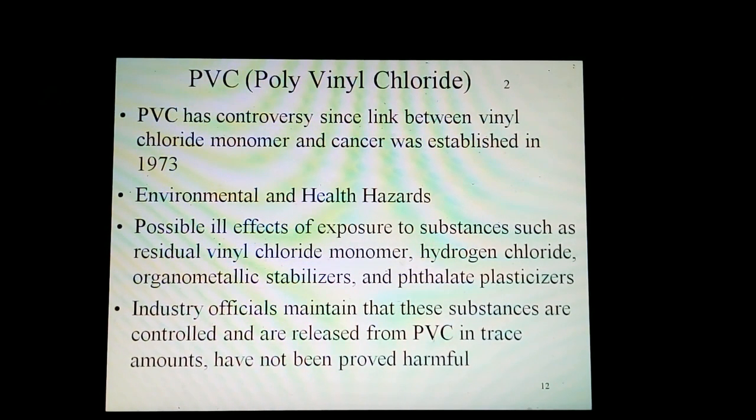PVC has been an occasional object of controversy since a link between vinyl chloride monomer and cancer was established in 1973. Environmentalists and health advocates raised concerns over the possible ill effects of exposure to substances such as residual vinyl chloride monomer, hydrogen chloride, or unknown metallic stabilizers, and phthalate plasticizers. Industry officials maintain that these substances are scrupulously controlled and are released from PVC in trace amounts that have not been proved harmful.